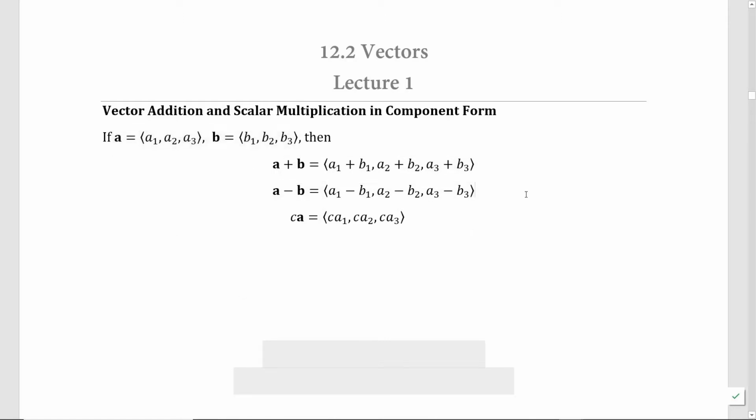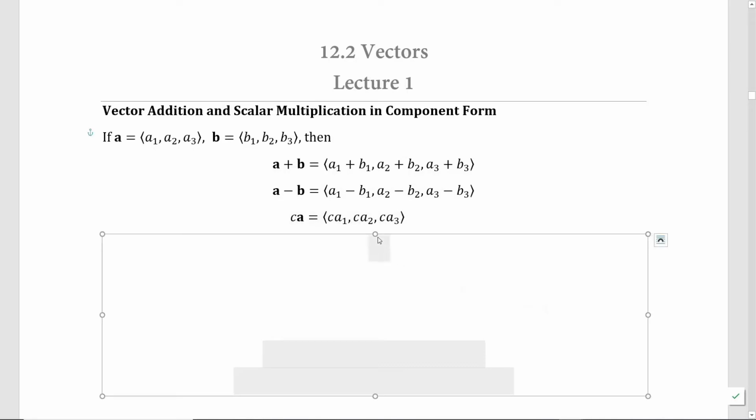In a similar fashion, we can define the difference of two vectors. For example, A minus B is simply defined by this formula. And we can also define the scalar multiple of a vector A. For example, if C is a scalar, then CA, the scalar multiple of A, is defined by this formula.